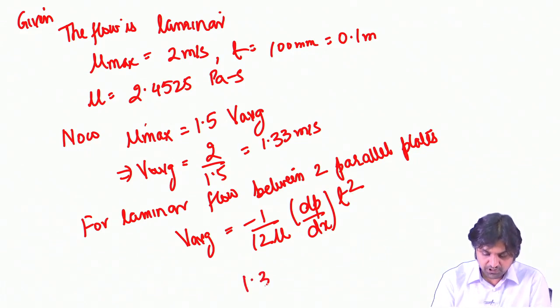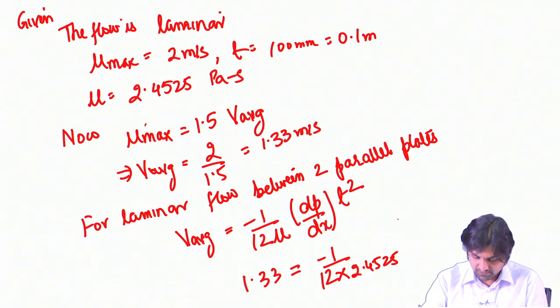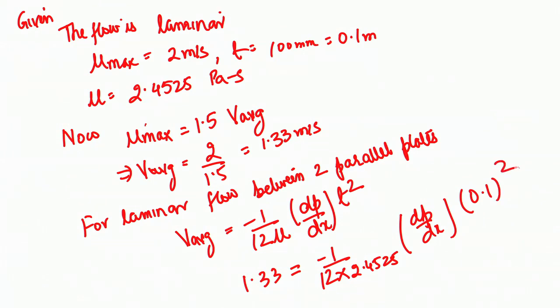We simply start putting in the values of V average. Minus 1 by 12, mu is 2.4525 as given in the question, dp dx we do not know, and thickness we know, 0.1 square. On solution, if you use the calculator, you will get dp dx is equal to minus 39142 Newton per meter square per meter. So, this is the first part, where the first thing that we do is obtain dp dx.